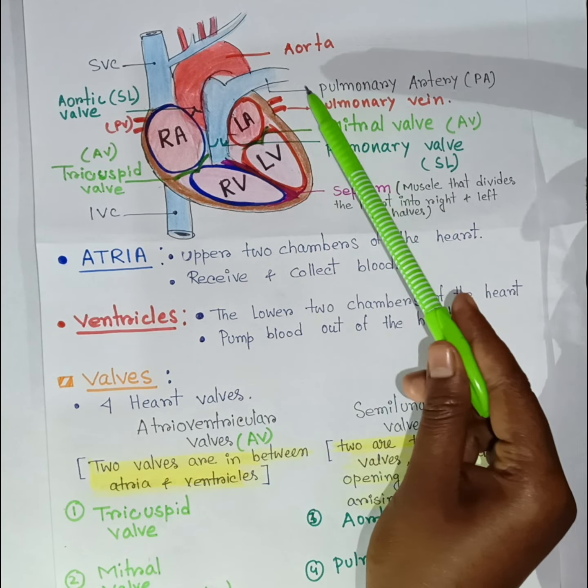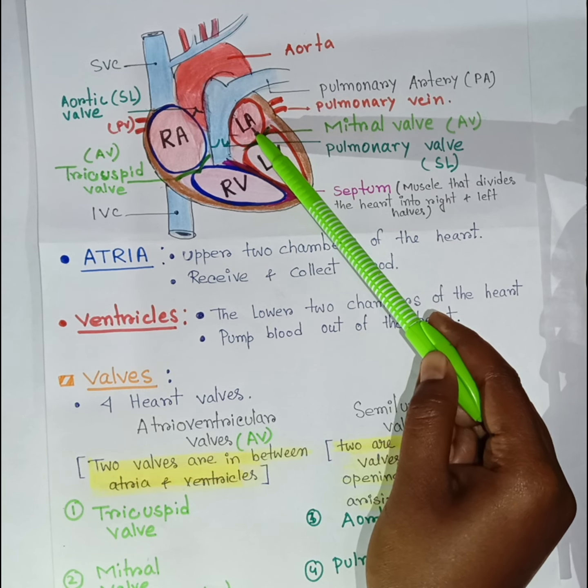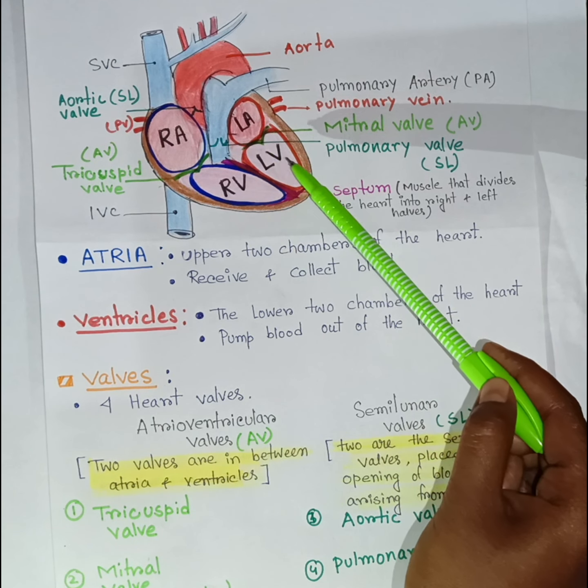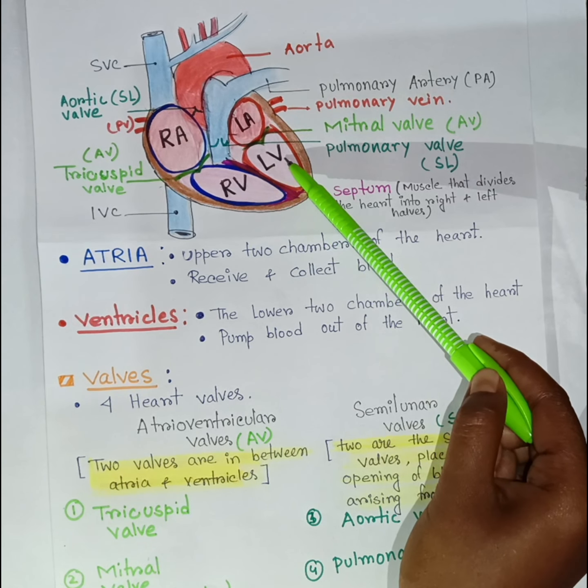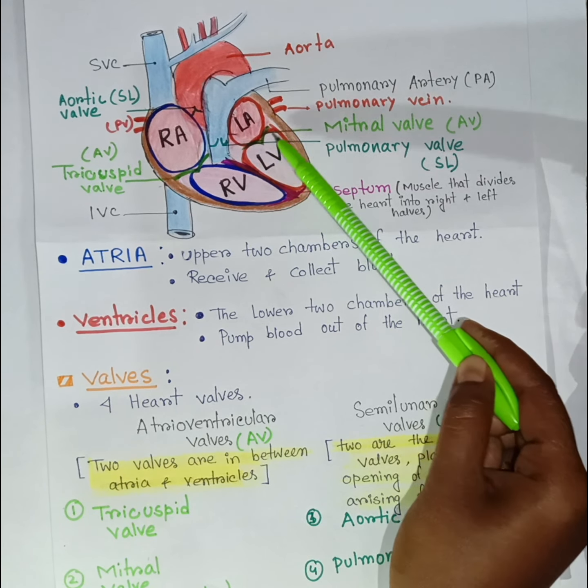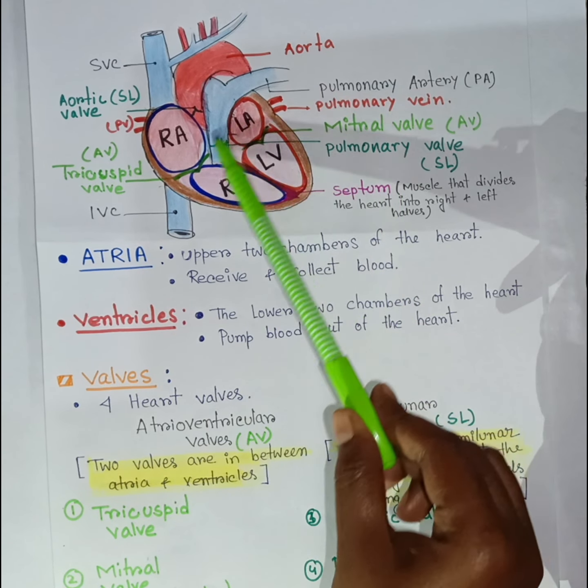There are 4 pulmonary veins into the left atrium. This blood enters LV or left ventricle through the mitral valve, and this oxygenated blood enters the aorta with the help of the aortic valve. This oxygenated blood goes to the whole body. So this is the circulation.